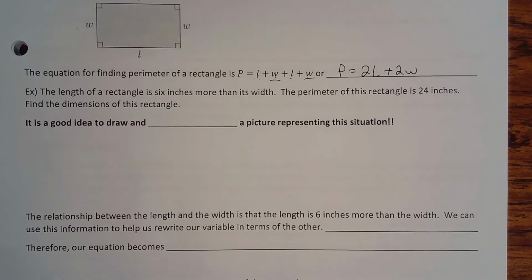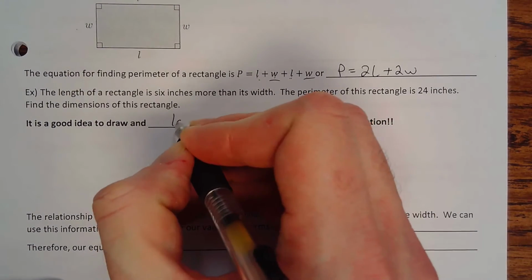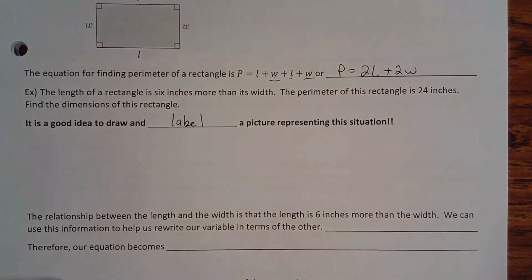So let's try one here. It says the length of a rectangle is 6 inches more than its width. The perimeter of this rectangle is 24 inches. Find the dimensions. Now that sounds like a lot of confusing stuff at first, but if you break it down, these all follow the same pattern. So it's a good idea to draw and label a picture.